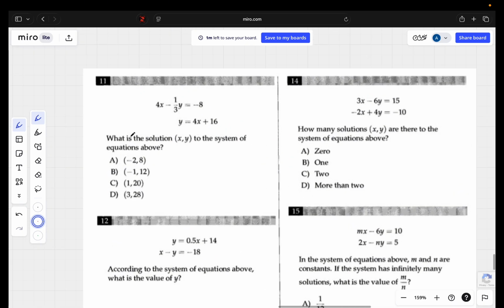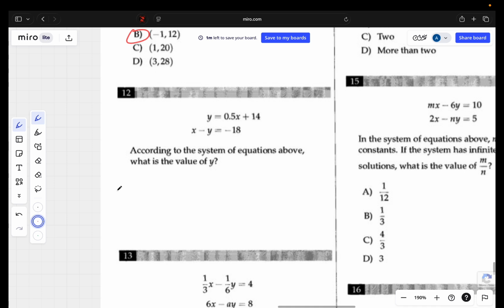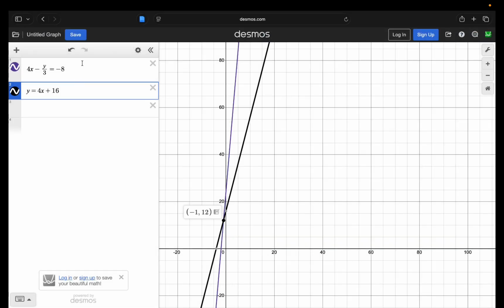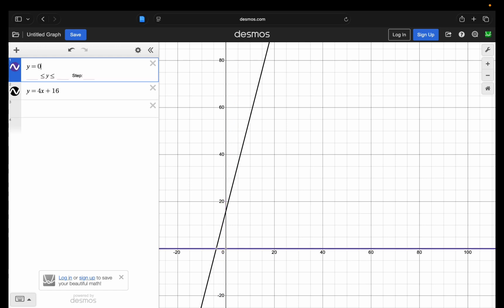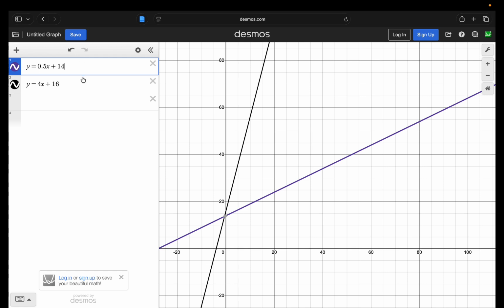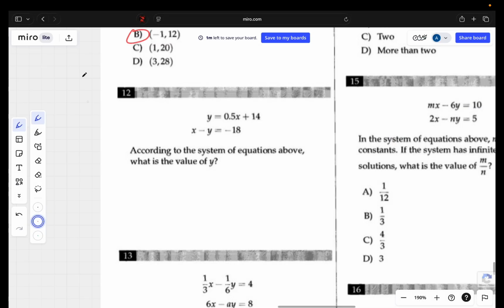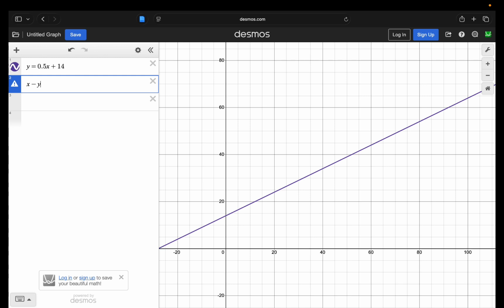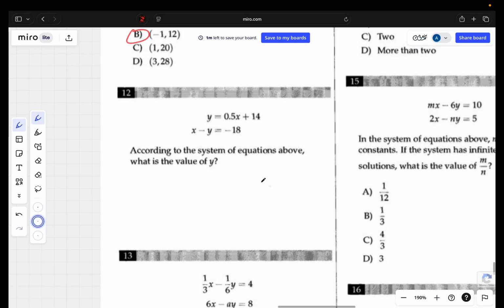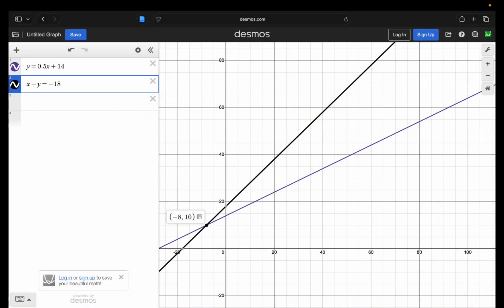Question 11. So we can use Desmos for this. Negative 1 and 12. So we'll get negative 1 and 12. Question 12. So again, we can use Desmos for this. Y equals 0.5x plus 14. And the second one is going to be x minus y is minus 18. That gives us this point, negative 8 and 10. Negative 8 and 10, that means y is 10.